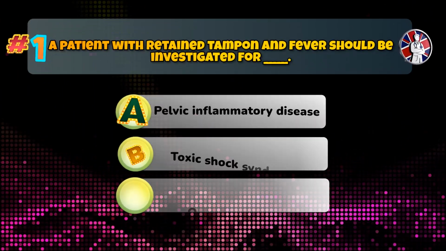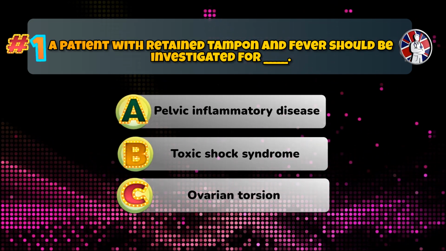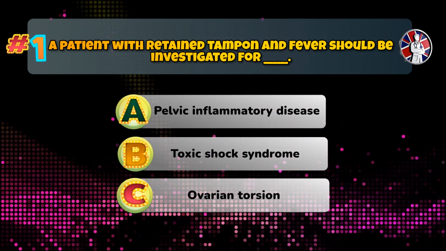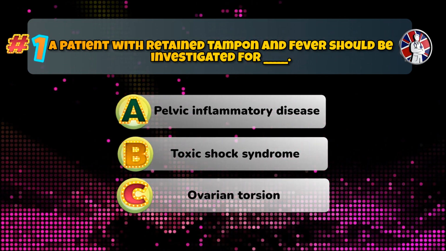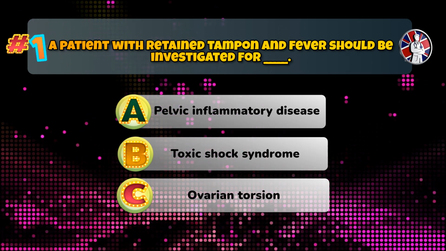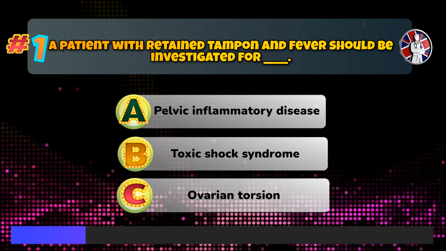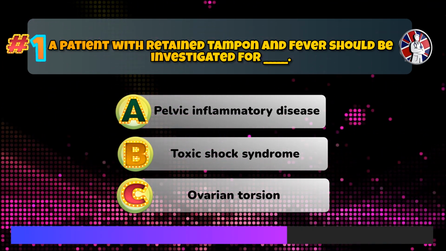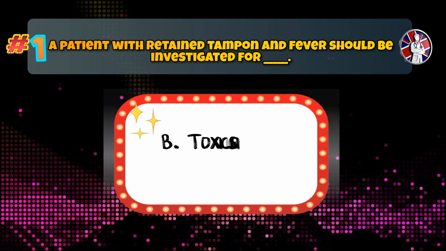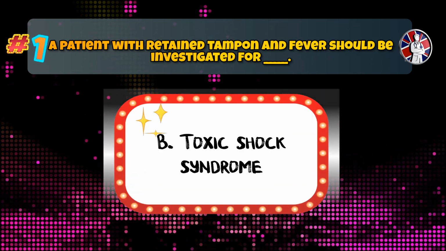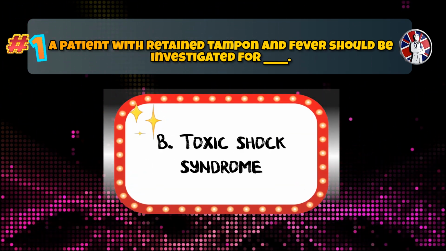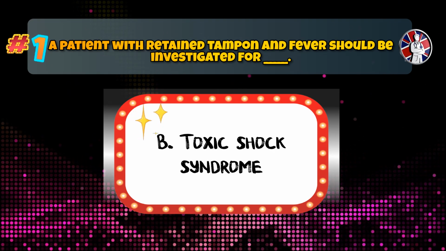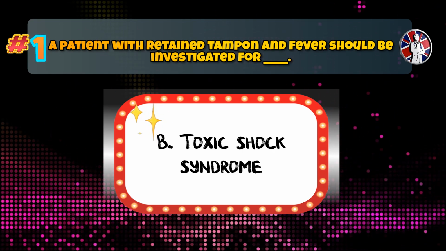A patient with retained tampon and fever should be investigated for blank. A. Pelvic inflammatory disease. B. Toxic shock syndrome. C. Ovarian torsion. Answer. B. Toxic shock syndrome. Fever plus retained tampon should raise suspicion of toxic shock syndrome, not PID or ovarian torsion.